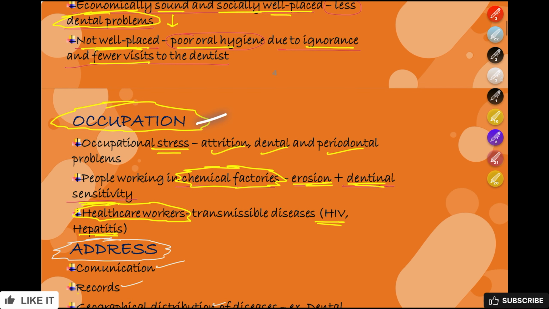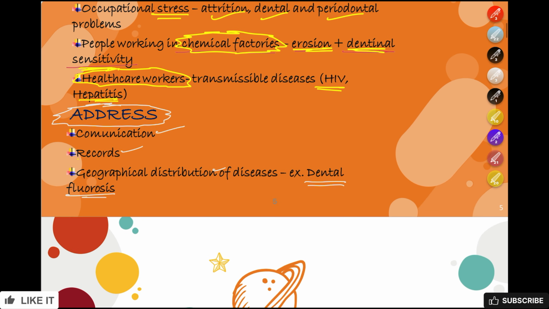Next is the occupation. Occupational stress can cause attrition, dental and periodontal problems. People working in chemical factories can be more targeted for erosion as well as dentinal sensitivity. Healthcare workers are more prone to transmissible diseases like HIV and hepatitis. The next important thing is the address, which helps in communication and maintaining the record, as well as to know the geographical distribution of diseases like dental fluorosis.